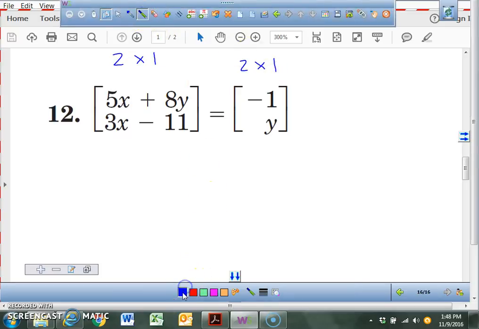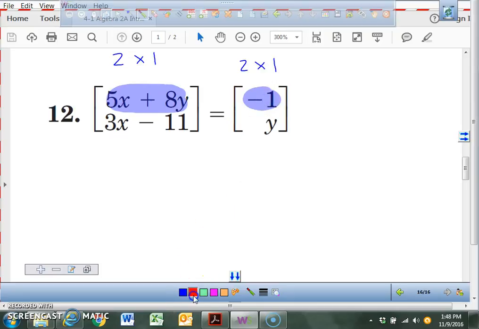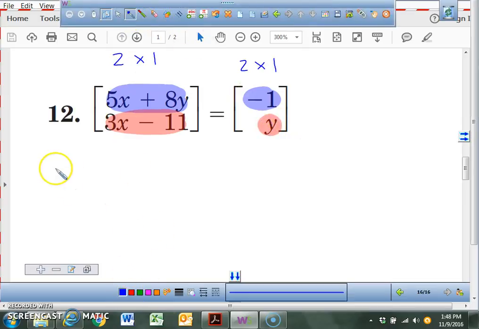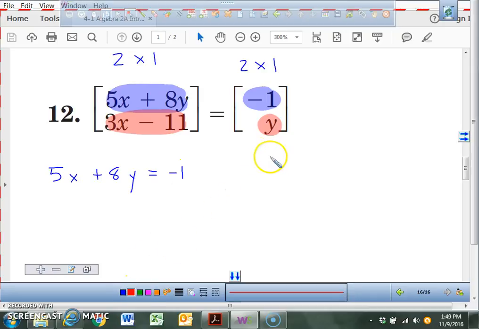I'm going to highlight our equal elements. This element is equal to this element. This element is equal to this element. So I'm going to write these down side by side. Here we go. We got 5 times an x plus an 8 times a y equals a negative 1. And then we have 3x minus 11 is equal to y.